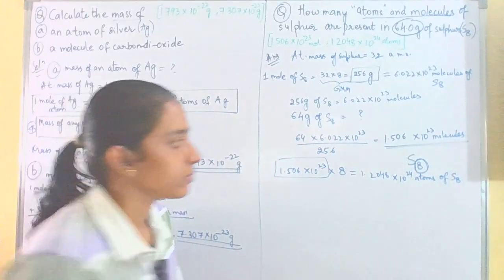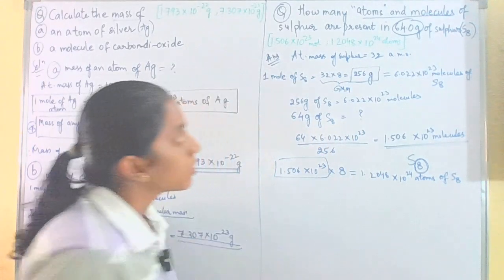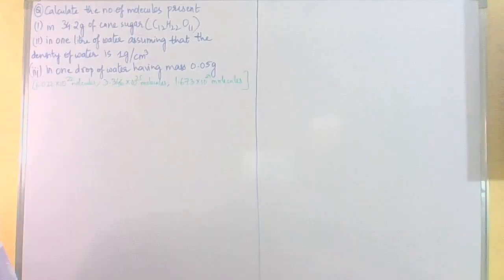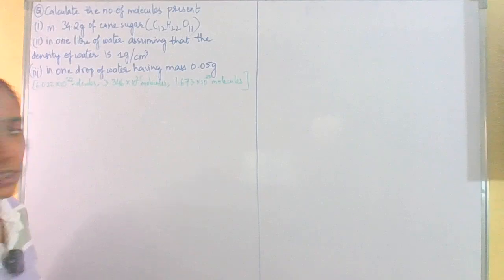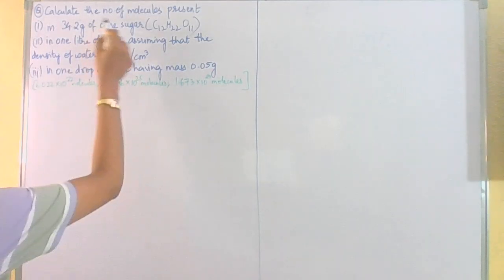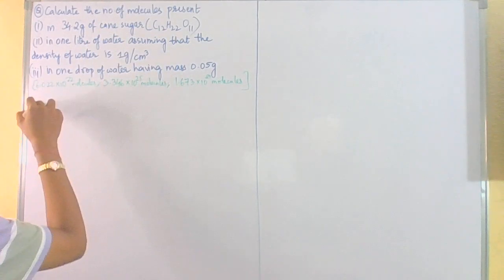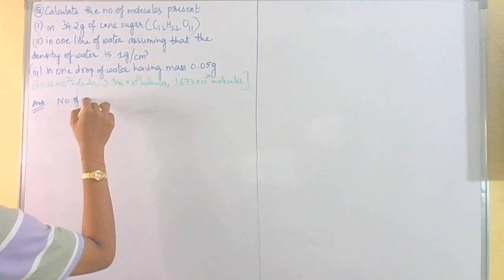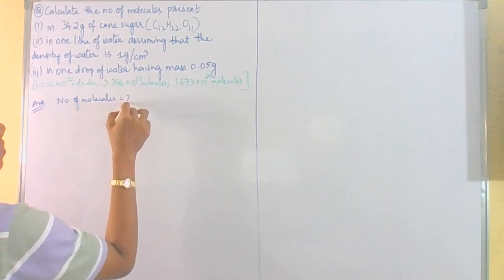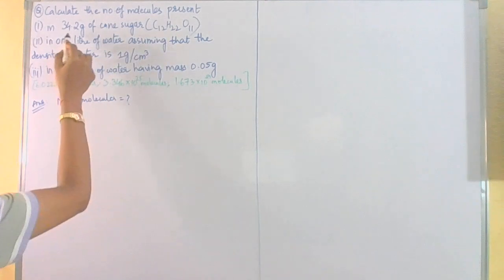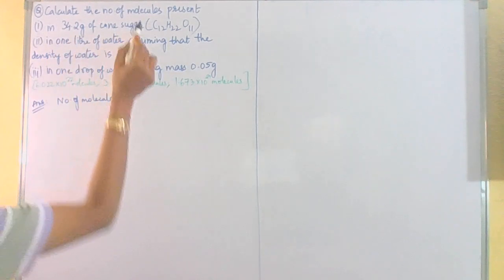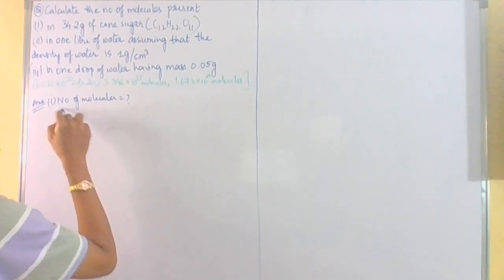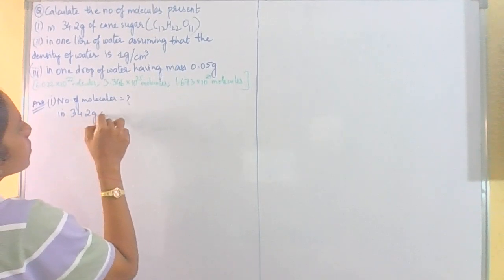Okay, so this is the second question. Now we will see the next question. Calculate the number of molecules. The number of molecules you have to find in this question. The number of molecules is equal to how much in 34.2 grams of cane sugar? Okay, first one is the number of molecules in 34.2 grams of cane sugar.